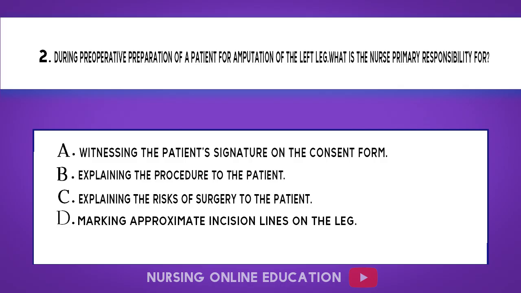2. During preoperative preparation of a patient for amputation of the left leg, what is the nurse's primary responsibility? A. Witnessing the patient's signature on the consent form. B. Explaining the procedure to the patient. C. Explaining the risks of surgery to the patient. D. Marking approximate incision lines on the leg. The answer is witnessing the patient's signature on the consent form.